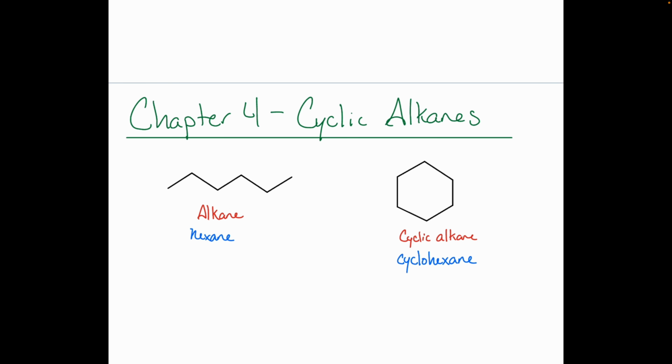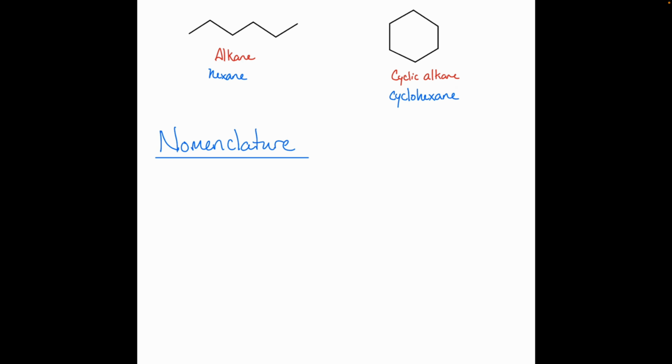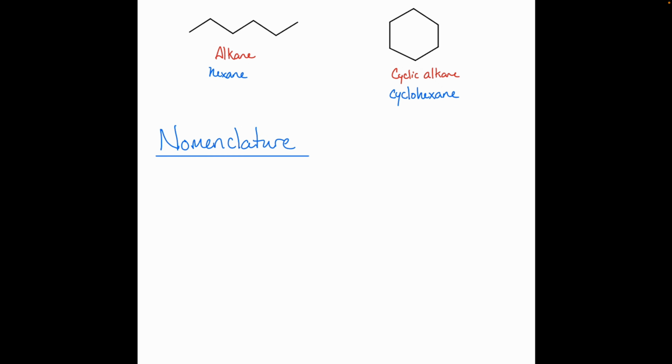All right, so first thing we're going to do is update our nomenclature rules for these cyclic compounds here. I'm going to crash course through it because it's only a few little additions, but I did create a longer video with more examples that's posted on Canvas that you can watch if you're having trouble with your nomenclature of cyclic alkanes.